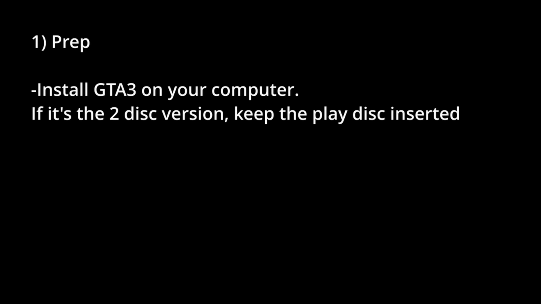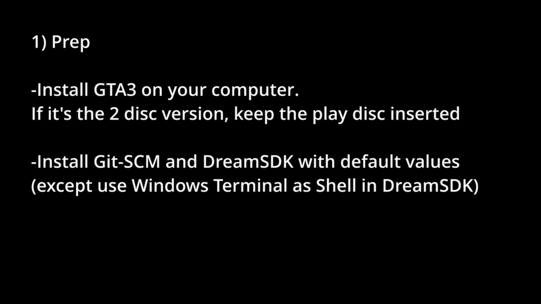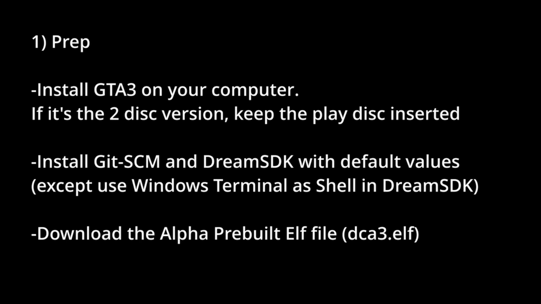So, prep step: install the GTA 3 game on your computer. If it's the 2-disc version, keep the play disc inserted in your CD drive. Install git-scm and Dream SDK with all default values except use Windows Terminal as shell in Dream SDK. Just do it. Download the Alpha pre-built ELF file, DCA3.elf.